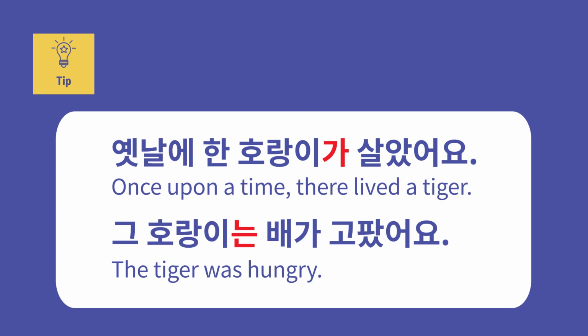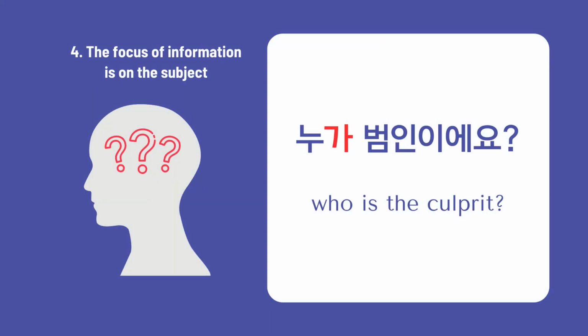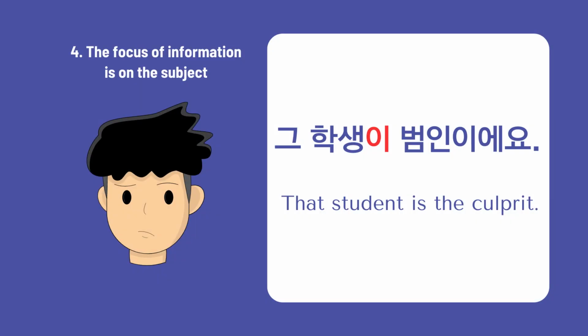그 호랑이는 배가 고팠어요. 누가 범인이에요? The subject form of who, 누가, is used when the focus is on identifying the person who committed an action. 그 학생이 범인이에요. Since the focus is on the student who did it, the subject marker 이 is added to the 학생.